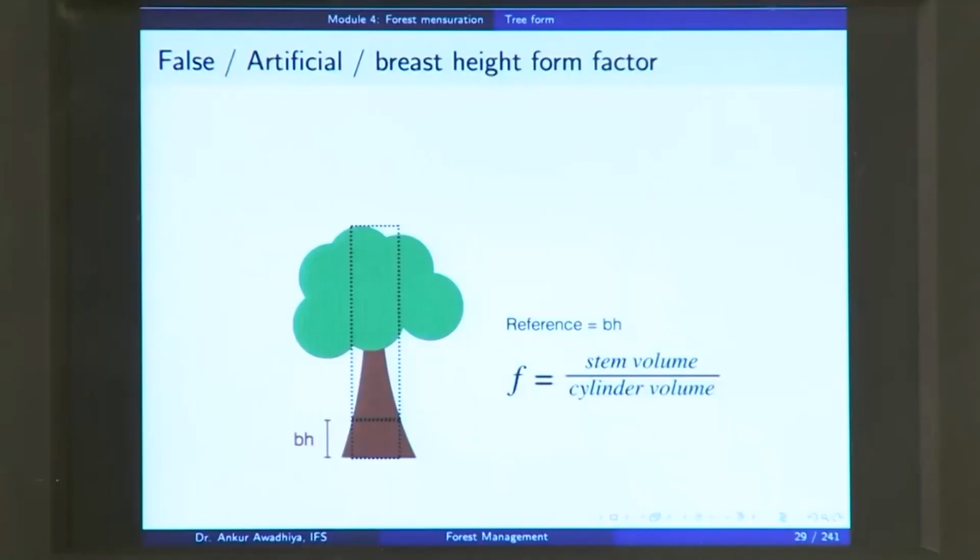So, this is a form factor that is mostly used, but because it is taking the height as the breast height of 1.37 meters, which is not a natural value, it is something that we have devised out of our convenience, it is known as an artificial form factor or the false form factor or the breast height form factor.